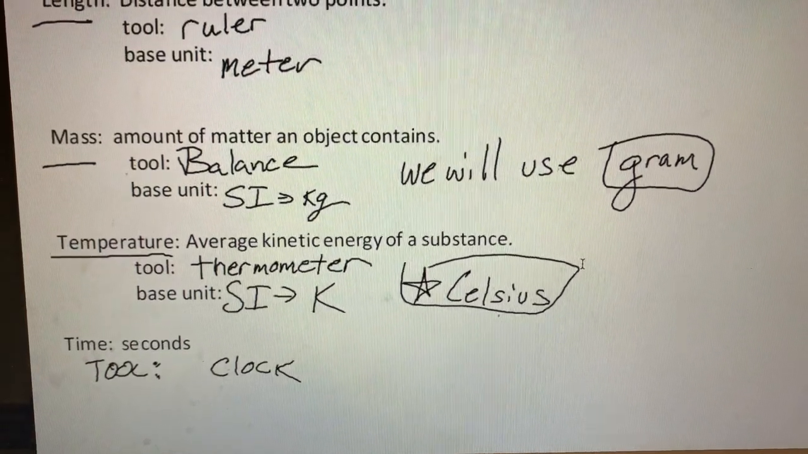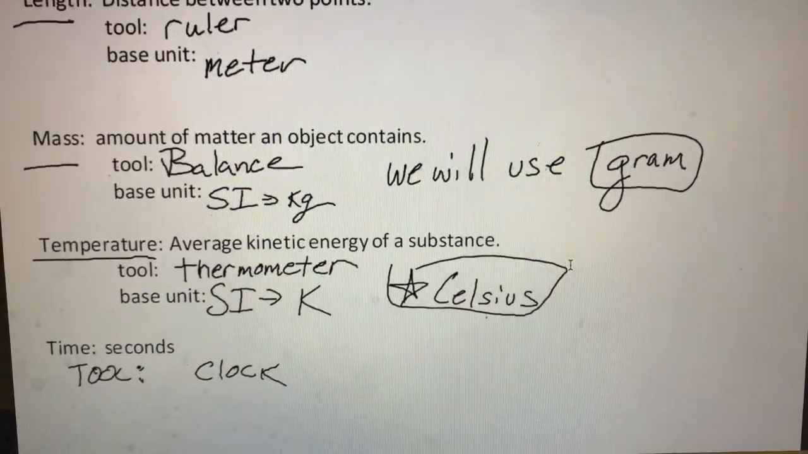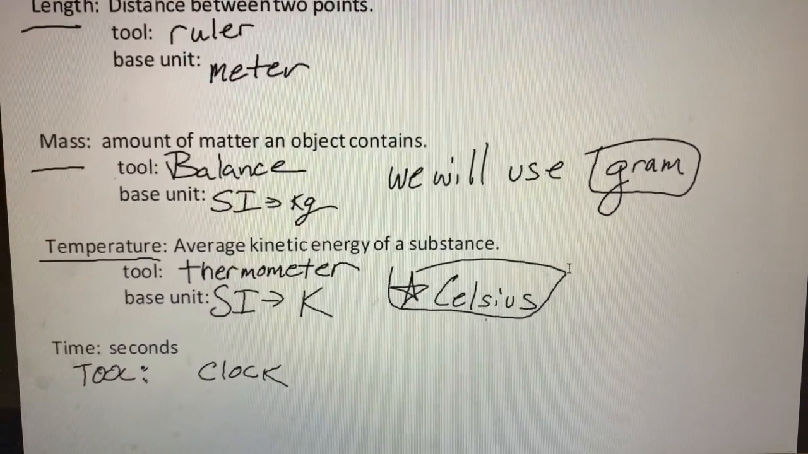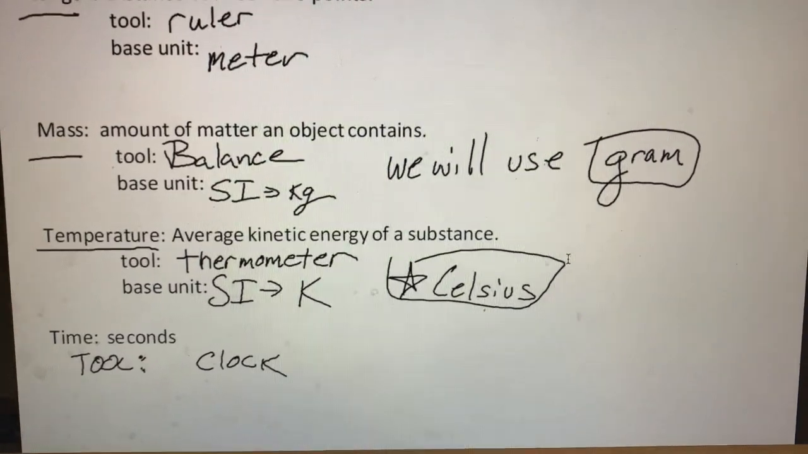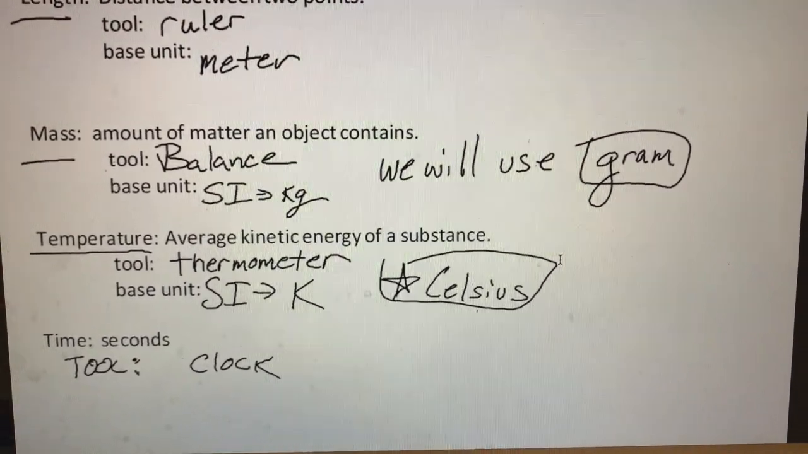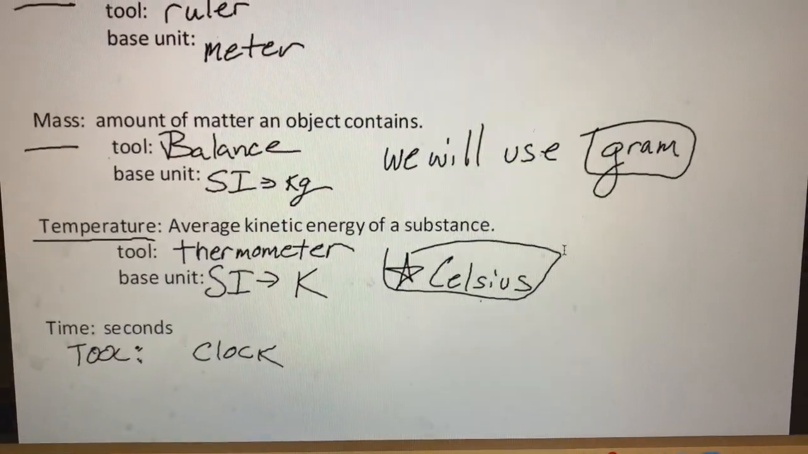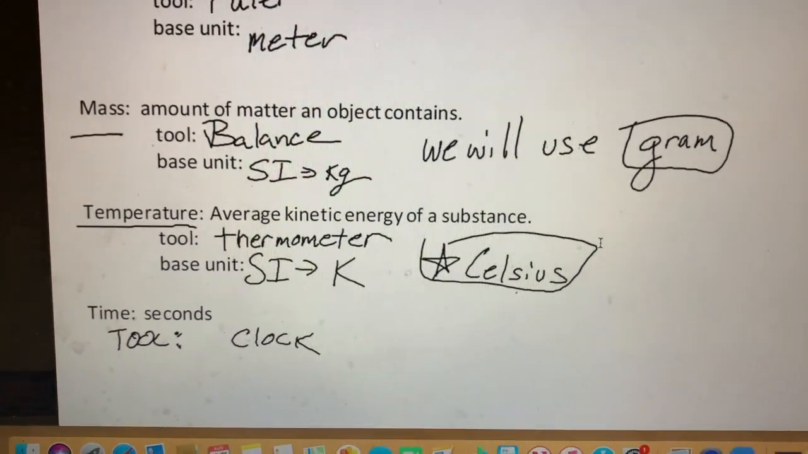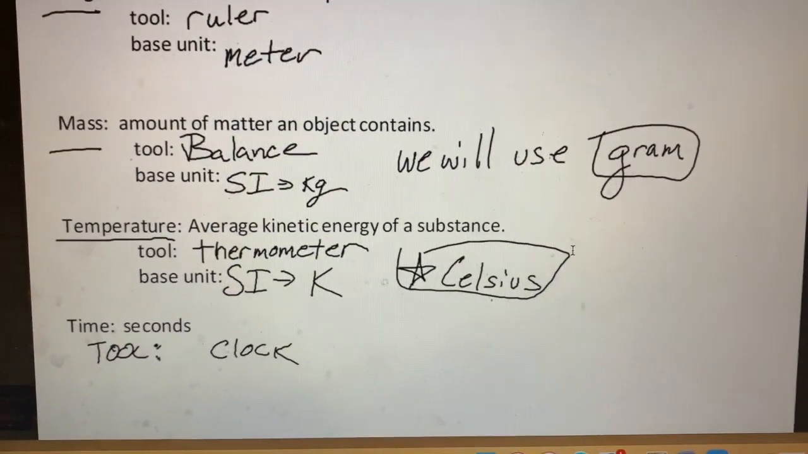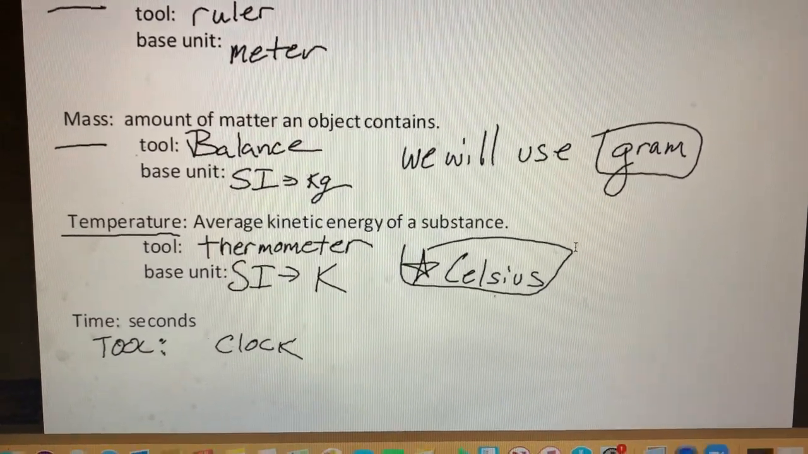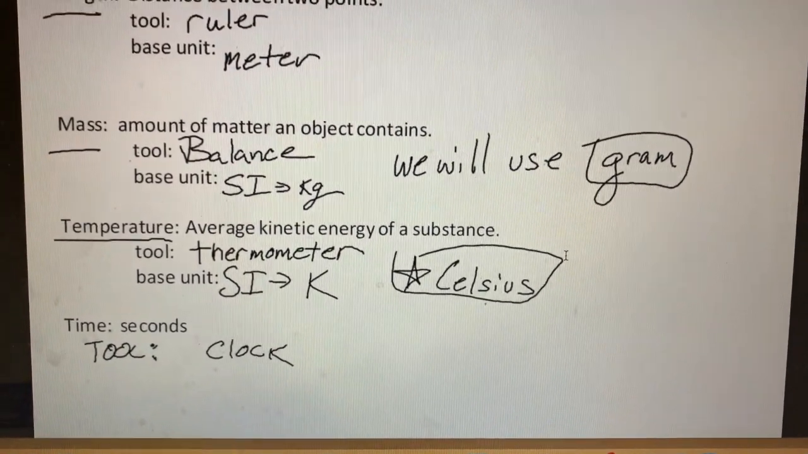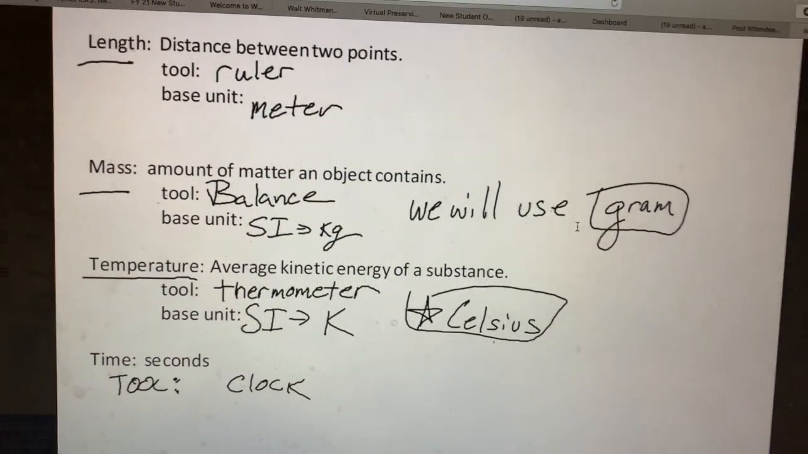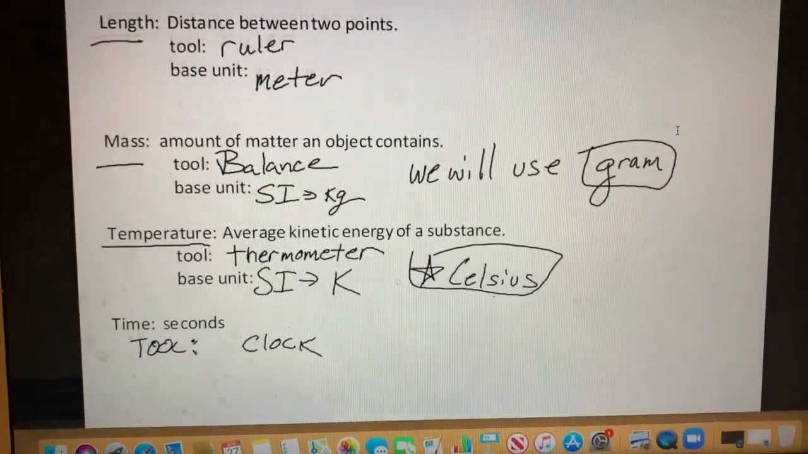Temperature is defined as the average kinetic energy of a substance. Great, you guys know this. You're going to use a thermometer to measure temperature. We use Kelvin as our SI unit, but when we make measurements in labs in chemistry, we will be using Celsius. We will talk quite a bit about Kelvin later in the year, particularly when we are dealing with gases. All right, for time, I don't have a definition for time there because honestly, lots of people can argue the definition of time, but time is certainly something that a clock measures, and that's what we will be using as our tool. So these are our base units. If you combine base units, you get what are known as derived units.